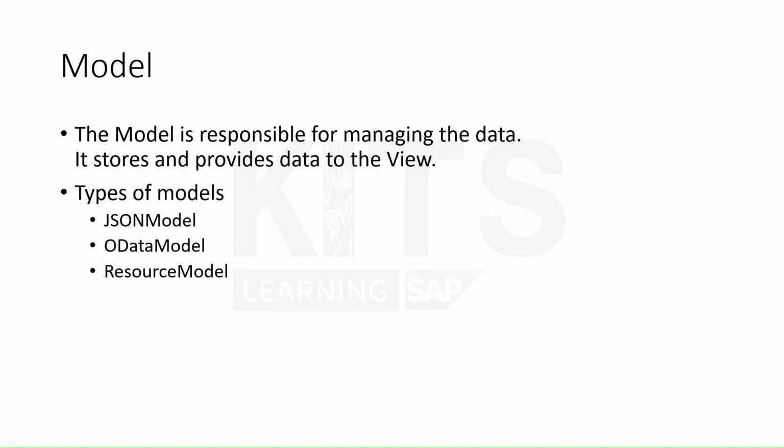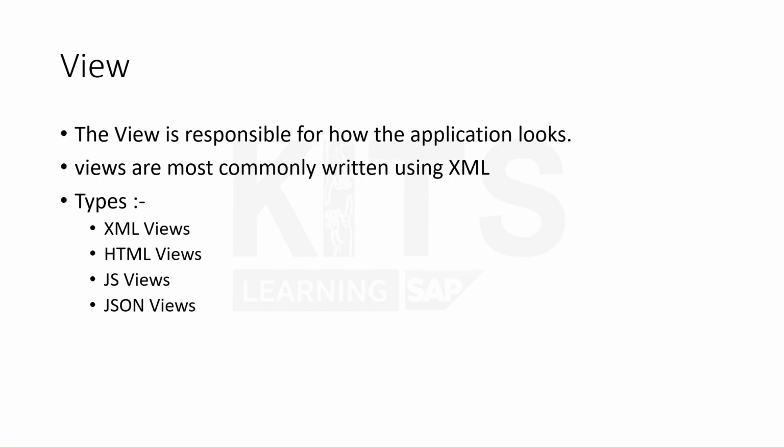So the model is connected to the view using data binding. So when the data changes in the backend for the model, the UI automatically updates. So the next is views. The view is responsible for how the application looks. Views are most commonly written in XML, but it does have other types like XML views, HTML views, JS views, and JSON views. The view contains UI controls like buttons, input fields, labels, tables. It defines the layout and structure of the screen, but it does not contain business logic. View is what the user sees and interacts with.